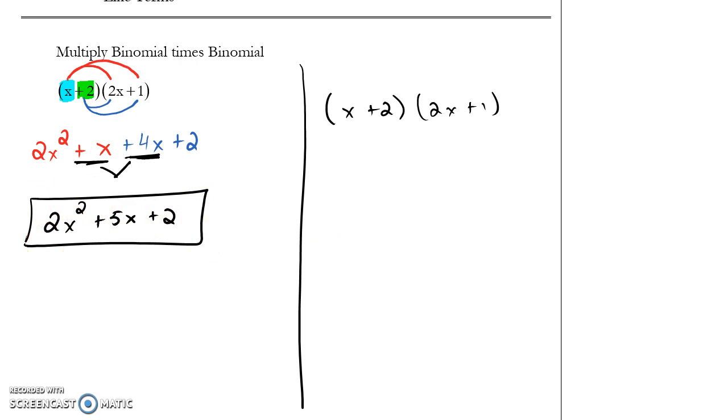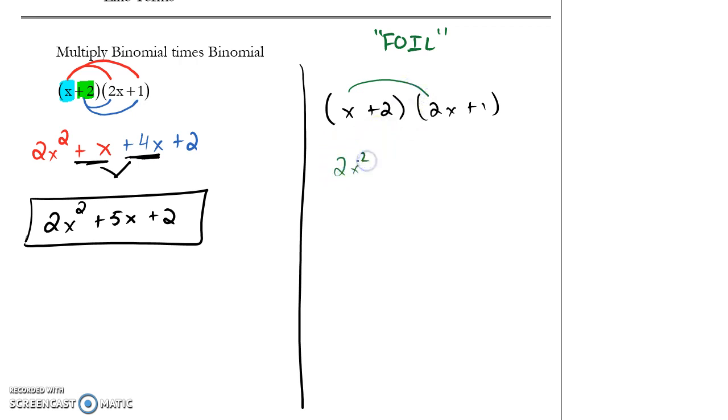Now, the second one's really not any different. I'm just going to put a word on it that I don't like to use, but a lot of teachers use this. They're going to call it the FOIL method. And the F in FOIL stands for first. That means multiply the two first terms together. Well, this is a first term. X, first term in this binomial. 2x is the first term in the second binomial. Means multiply those two.